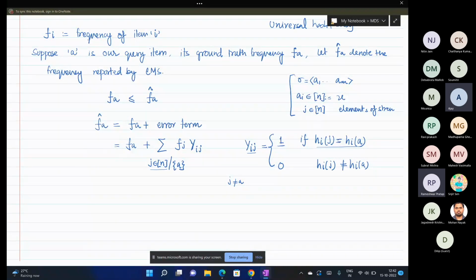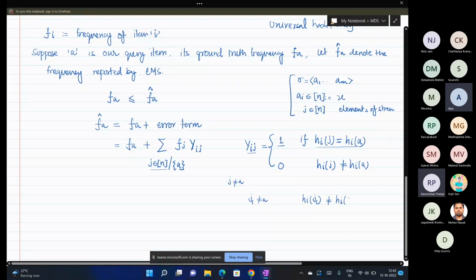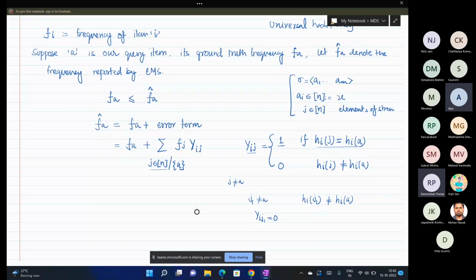But for some j, say j1, which is not equal to A, and for which Hi of j1 is not equal to Hi of A, the value Yi,j1 will be 0. So their frequency will not add up in this error term. Are you able to follow this expression? Basically, if for a particular element in the stream the hash matches that of element A, then this indicator random variable takes value 1, and if it is 1, then the frequency of that particular item will be added to the frequency of A.